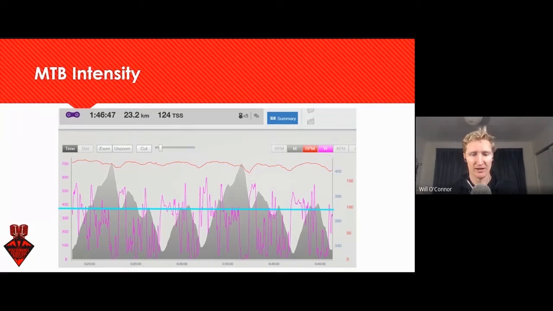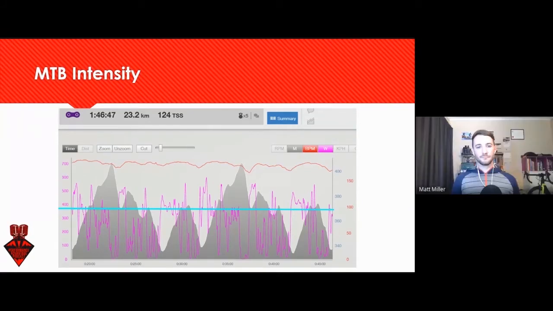Is this your race, Matt? No, this is one of the athletes that I work with, from a local championship race. And what I did is I overlaid their functional threshold power there, just to give an idea of how the power output related to that functional threshold power.